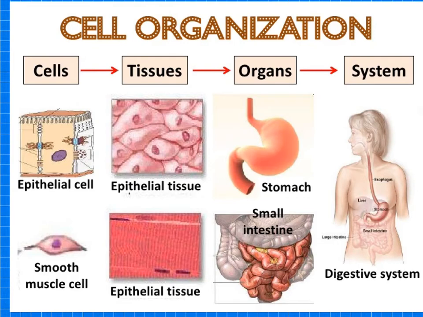To recap then, you have cells as the basic building block of organisms, and then tissues as a group of cells with the same function. For example, with epithelial cells you get epithelial tissue, and you get organs with several different types of tissue such as the stomach, and then they come together to make the digestive system, for example, and then that will make an organism.